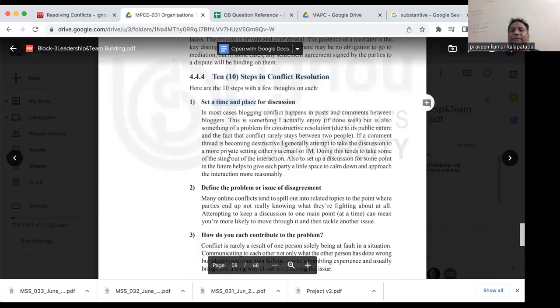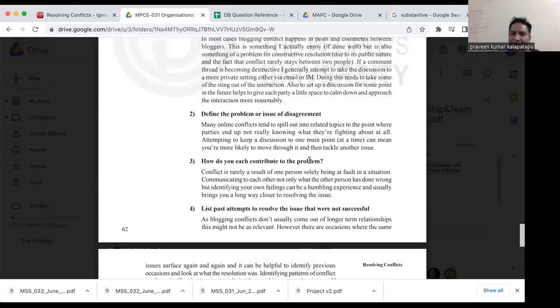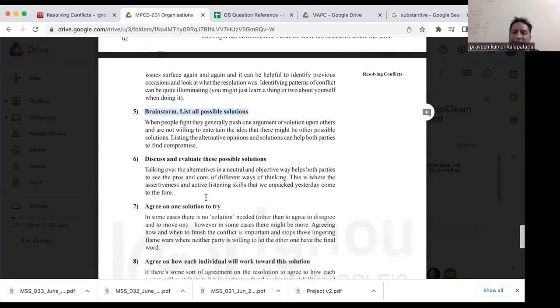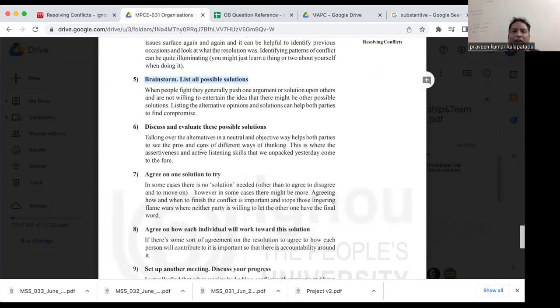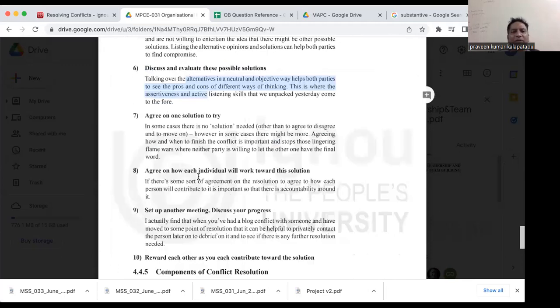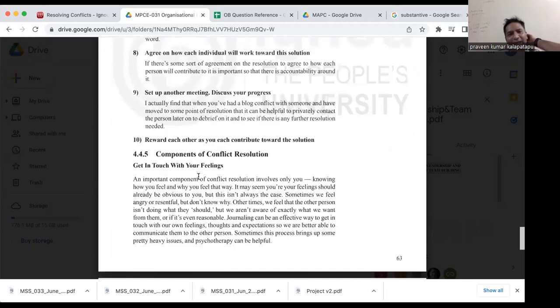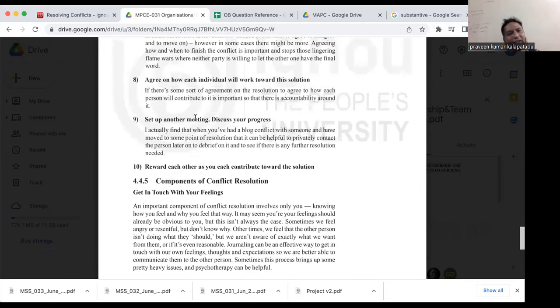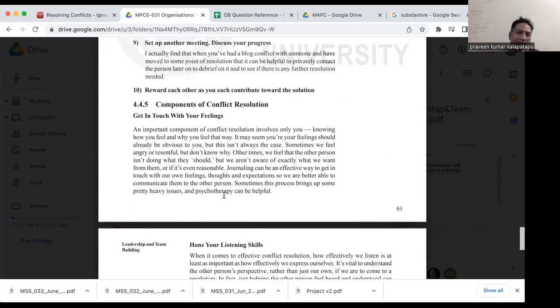Set time, define the problem, contribute, what are your roles, what exactly was done previously, what are the possibilities, discussing value. These are very general steps. I'm not going through the details of it, so these are self-explanatory. If you read these 10 steps, it will be clear for you.